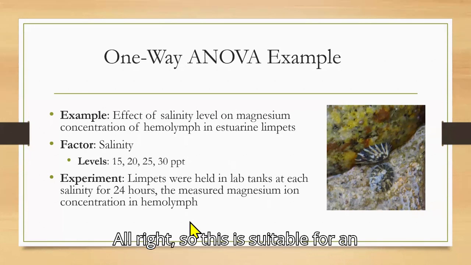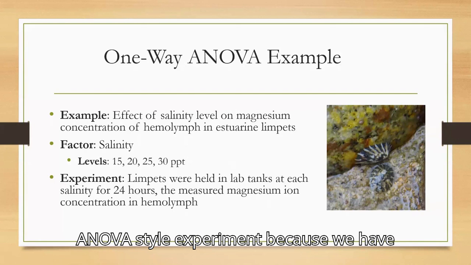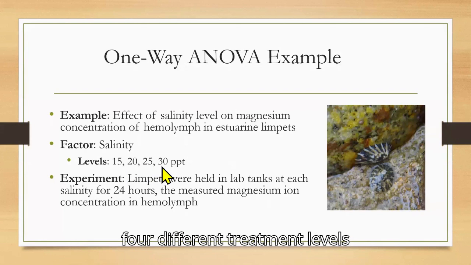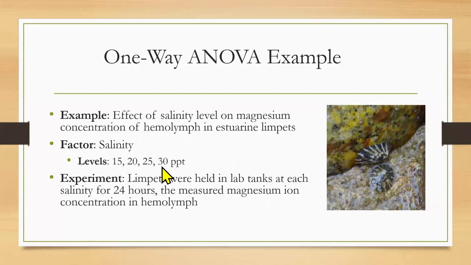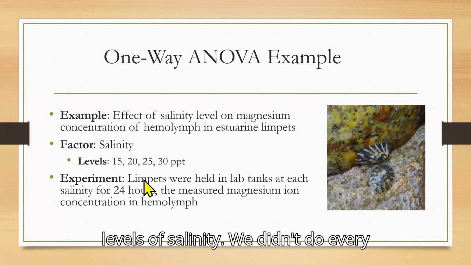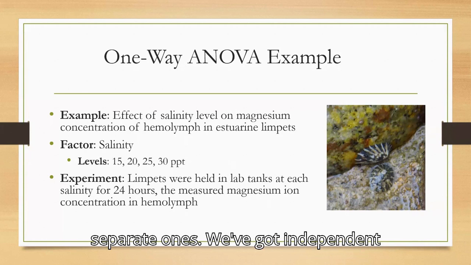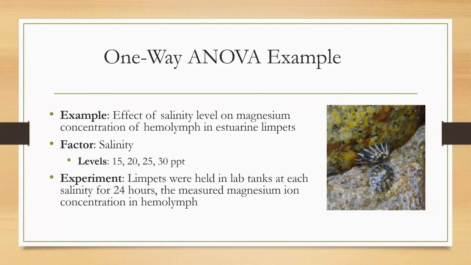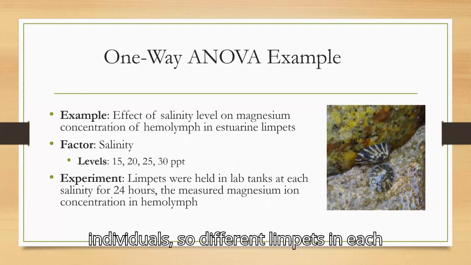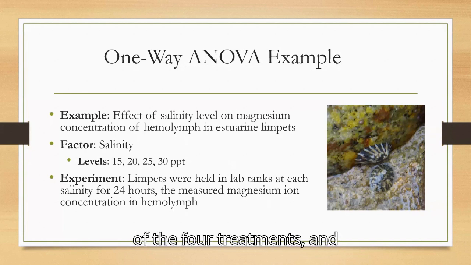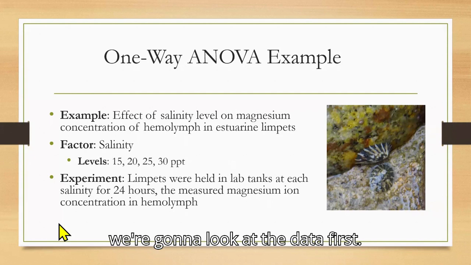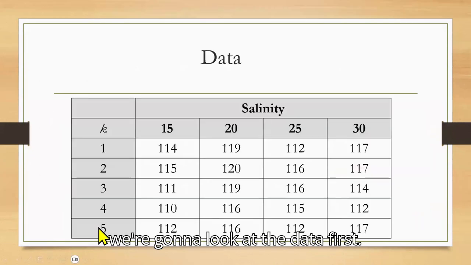All right. So this is suitable for an ANOVA-style experiment because we have 4 different treatment levels, and we want to look at the effect of these categorical levels of salinity. We didn't do every single salinity there is. We picked 4 separate ones. We've got independently sampled individuals, so different limpets in each of the 4 treatments. And we're going to look at the data first.